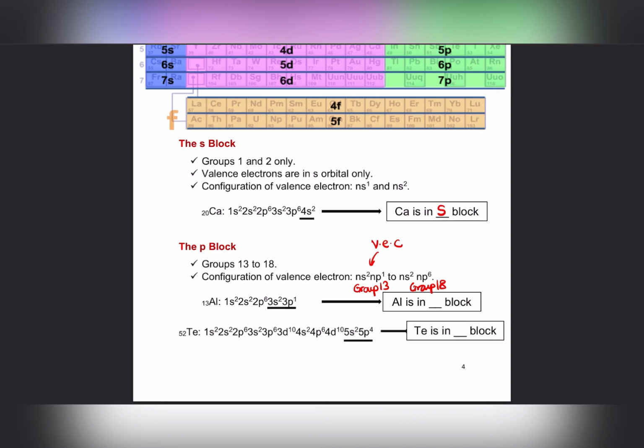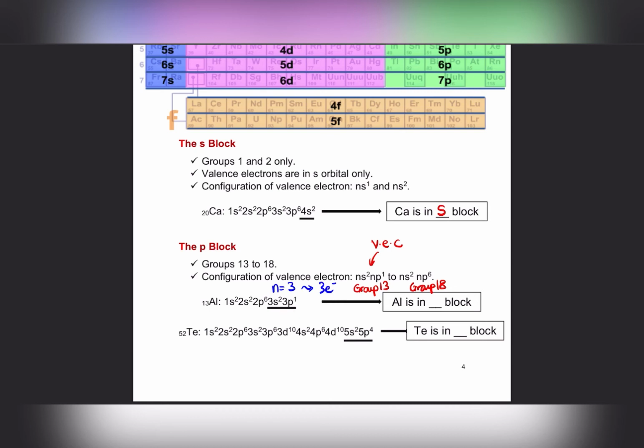So I got 2 examples here. Saya ada aluminium dan last filled subshell adalah dalam n equals to 3. So kita lihat di sini n yang paling highest adalah n equals to 3, di mana kita ada how many electrons? Sebanyak 3 electrons. So 3 electrons dalam n equals to 3, dan apa yang awak lihat di sini, subshell yang terakhir kita isi adalah 3p.